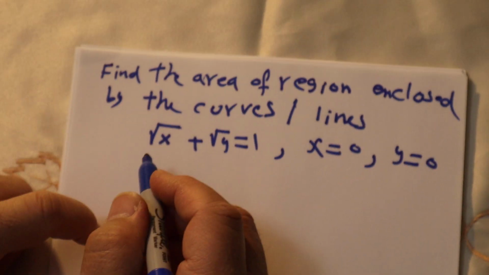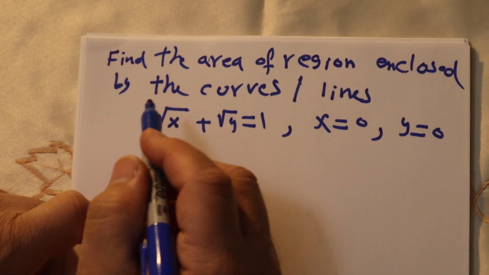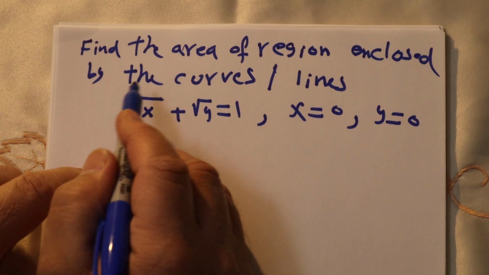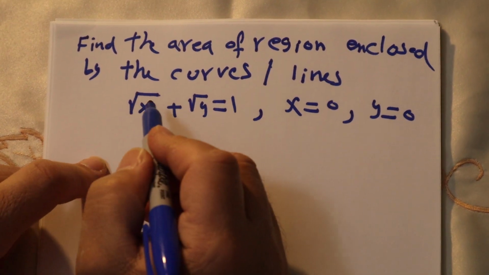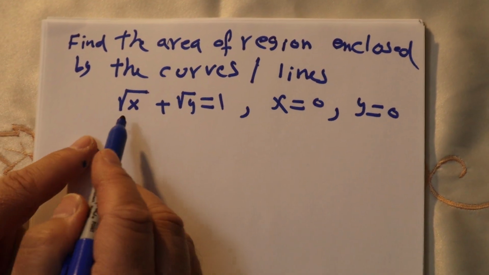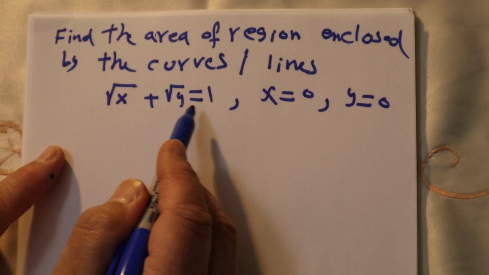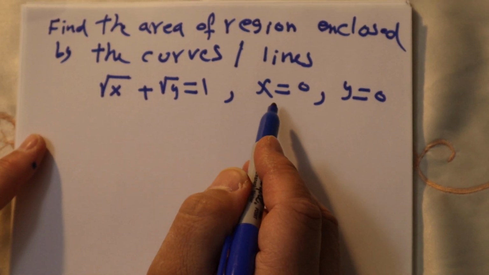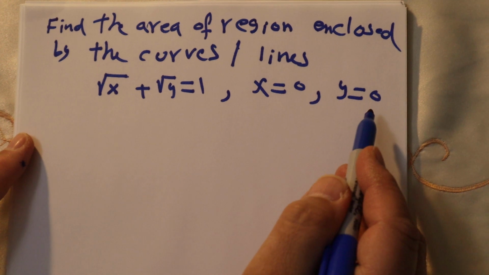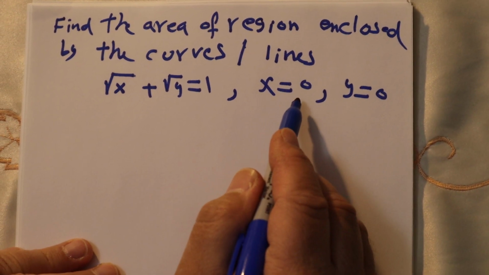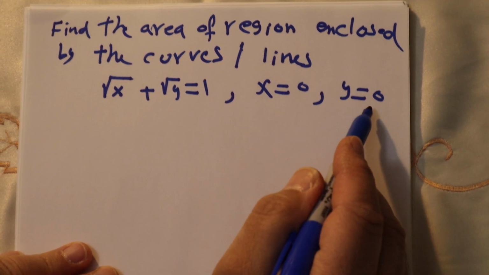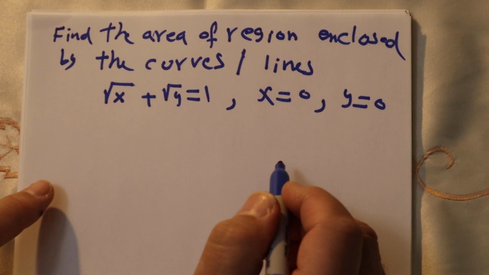So here's the question: area under a curve or area between curves. Find the area of the region enclosed by the curves square root of x plus square root of y equals 1, and they give us x equals 0 and y equals 0. You know that x equals 0 is the y-axis and y equals 0 is the x-axis.